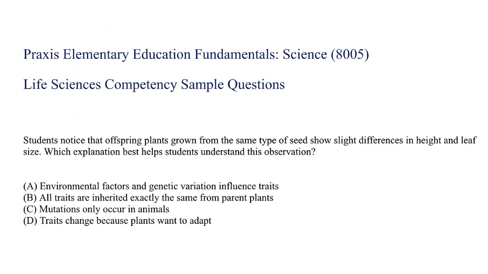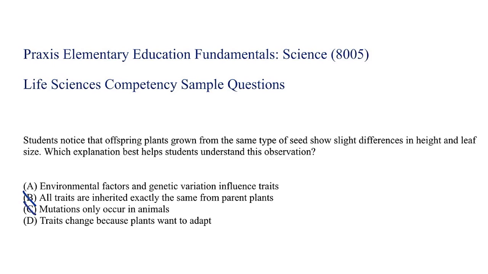Our next question: students notice that offspring plants grown from the same type of seed show slight differences in height and leaf size. Which explanation best helps students understand this observation? A, environmental factors and genetic variation influence traits. We know this is true, so we're going to go ahead and keep it aside. B, all traits are inherited exactly the same from the parent plants. We know that that is not even true. C, mutations only occur in animals, which is not true.